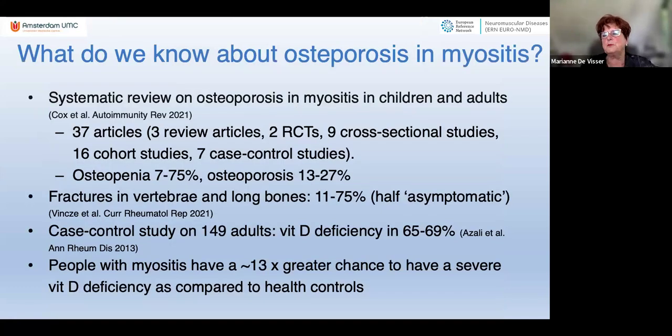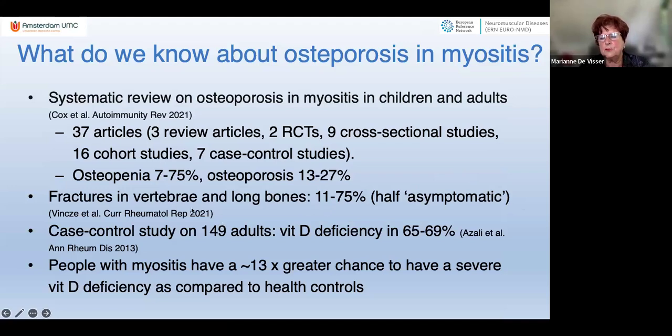What do we know about osteoporosis and myositis? Well, there was a systematic review on that, both in children and adults. Quite a number of articles were included, as you can see. Osteopenia was found in 7 to 75% of the patients, huge variability, and osteoporosis in 13 to 27%. Fractures, osteoporotic fractures, can be found in vertebrae and in long bones, also with a wide range, and we have to be aware of the fact that these fractures may be asymptomatic.